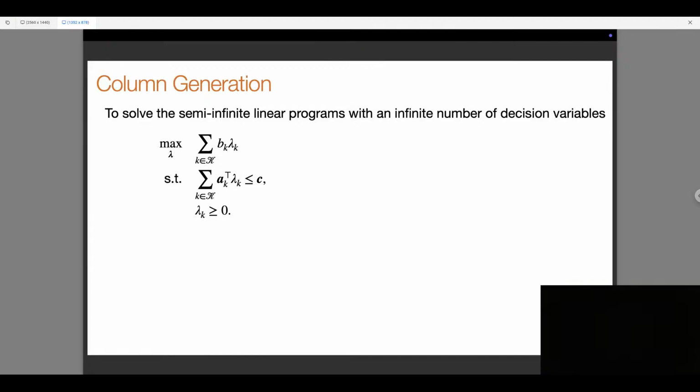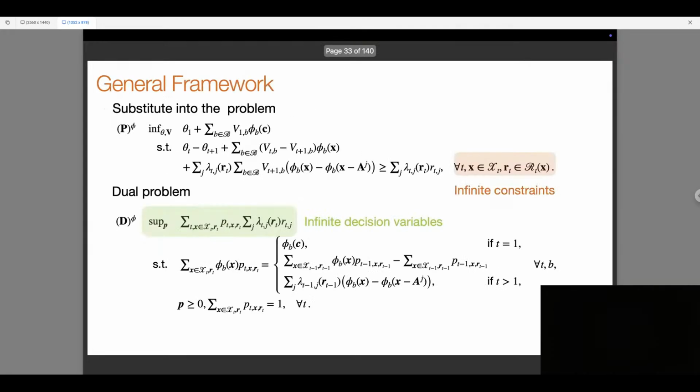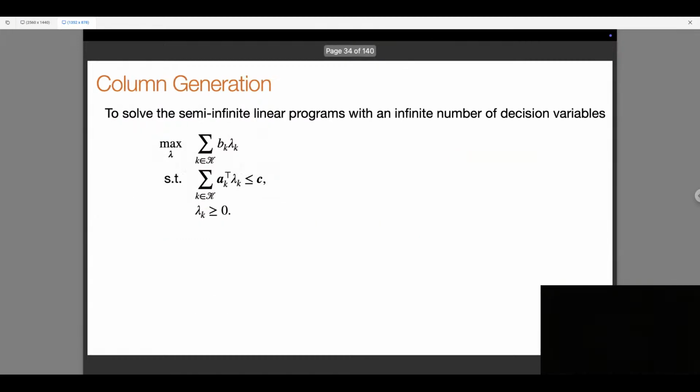with an infinite number of decision variables, such as this maximization problem. Here the decision variable is lambda, and we assume lambda has components lambda_k, where k has infinite possibilities.